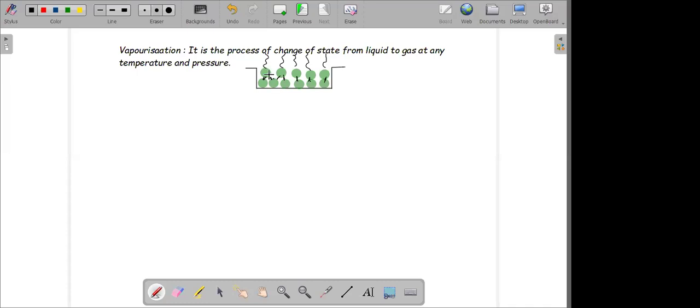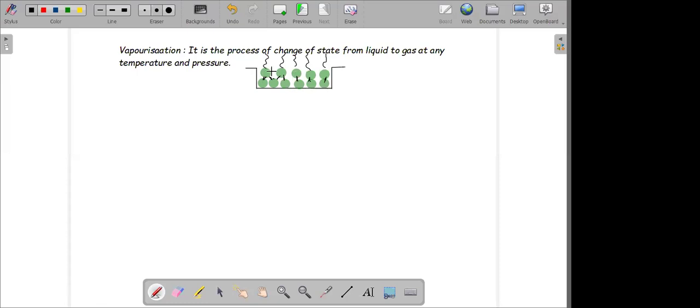They will move away from the liquid in the form of gaseous state. For that, they need some energy. Okay, so where is that energy obtained from?